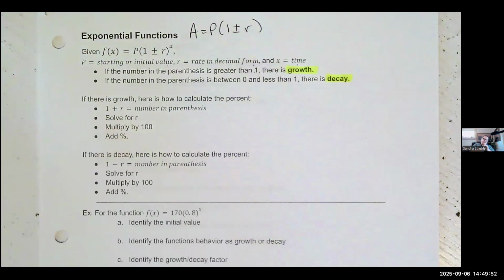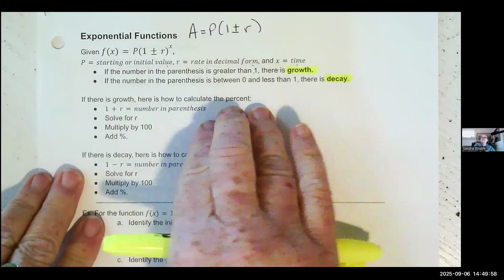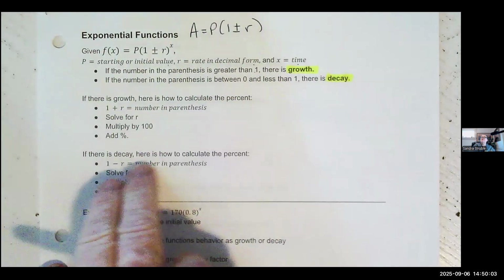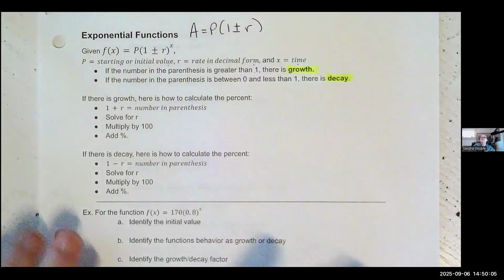If there is growth, and I'm going over everything now, and then I'll show you how to do it in just a moment. Here's how you calculate the percent. I'm not going to read this to you because I'm going to show you, and then we'll come back and I'll explain it. And if there's decay, here's the words of what to do.